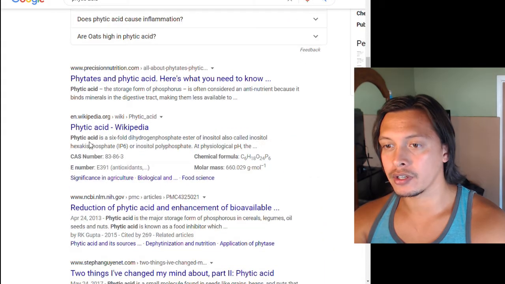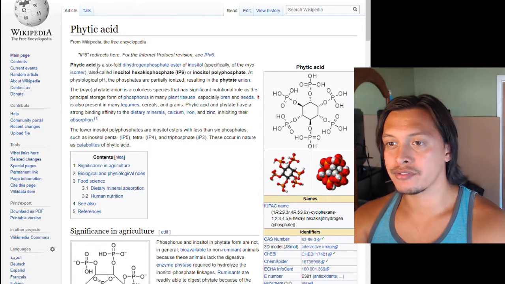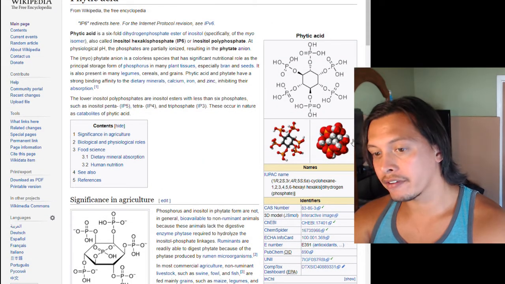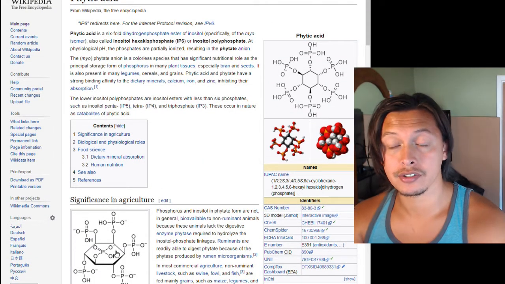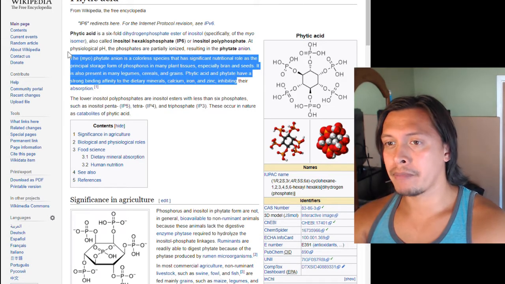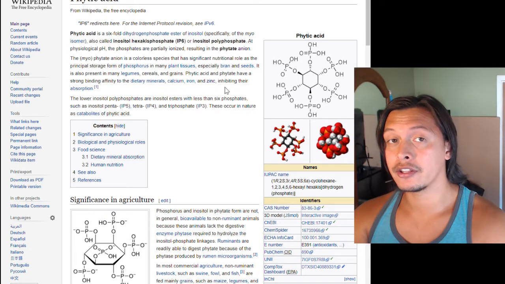So let's go to the Wikipedia. Yeah, so it's a 6-fold dihydrogen phosphate ester of inositol. And so this is basically the molecule. It's just a lot of phosphate groups bound to an inositol moiety. Now, this has a strong binding affinity to dietary minerals, calcium, iron, and zinc, which inhibits their absorption, right?